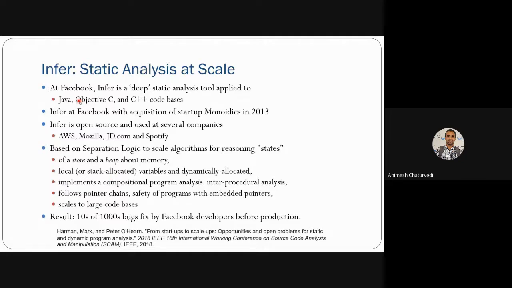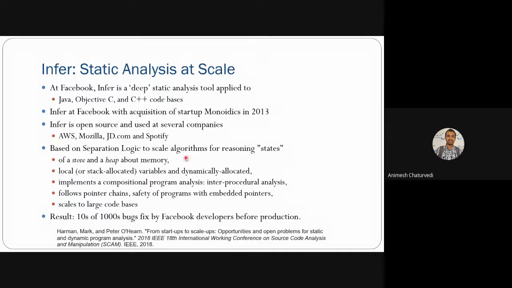The first topic is Infer, for static analysis at scale. How does Infer work? It is basically deep static analysis, which is built for Java, Objective C, and C++ code bases. Infer could do deep static analysis on Java, Objective C, and C++ code bases. Infer at Facebook was acquired in 2013 from a startup named Monoidics. So this startup was acquired by Facebook to acquire Infer. Infer is open source and is used by several companies like AWS, Mozilla, JD.com, and Spotify.